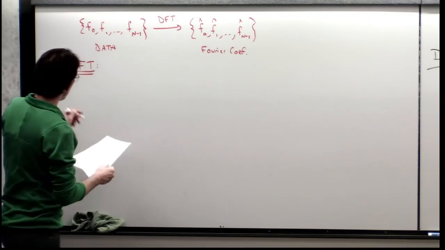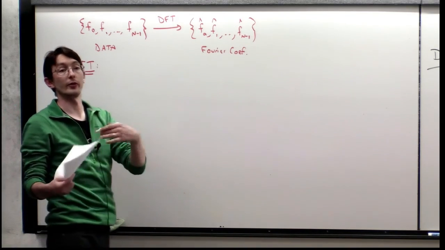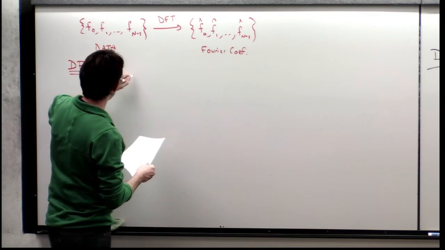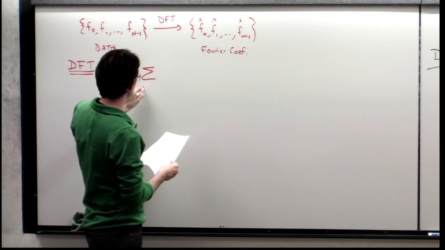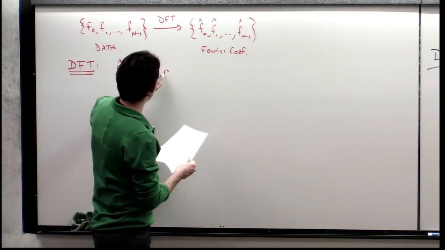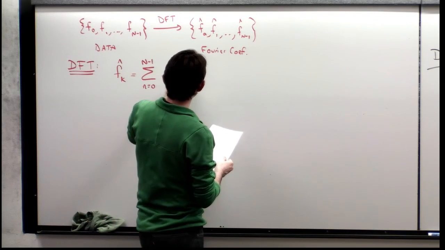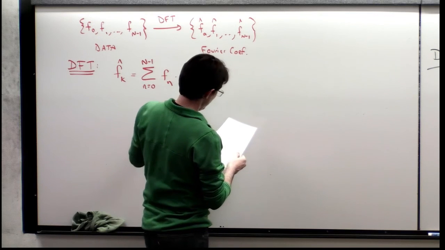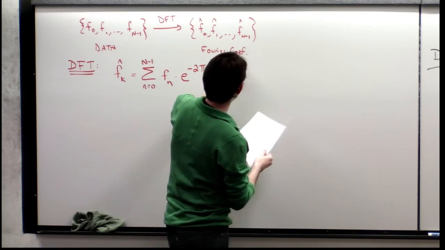DFT. And it's just a formula. This is the discrete version of the continuous Fourier transform, for those of you who are familiar with this. We have f_k hat is equal to the sum from little n equals 0 to big N minus 1 of my nth data point, f sub n, times e to the minus 2 pi i k little n divided by big N.